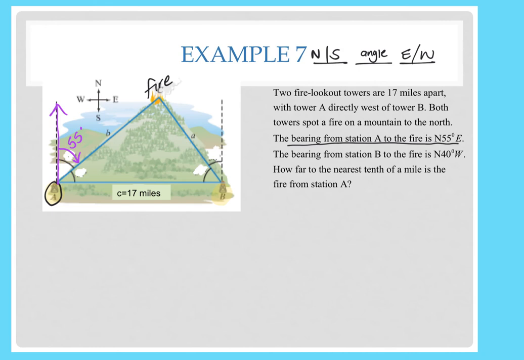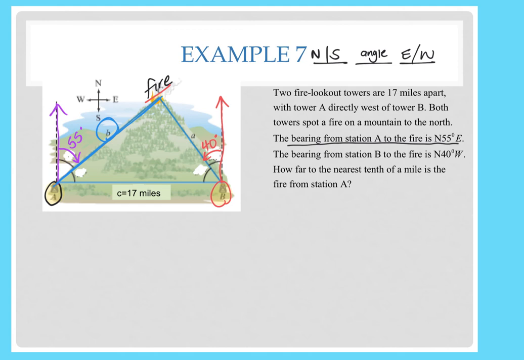Then it says the bearing from station B to the fire is north. So again, I'm moving up. West, which is now left, 40 degrees. So this is 40 degrees. How far to the nearest tenth of a mile is the fire from station A? So I want to know this side here, fire to station A would be side B.